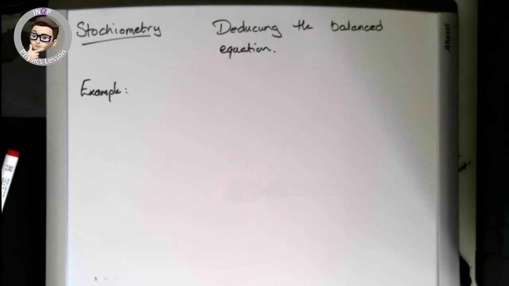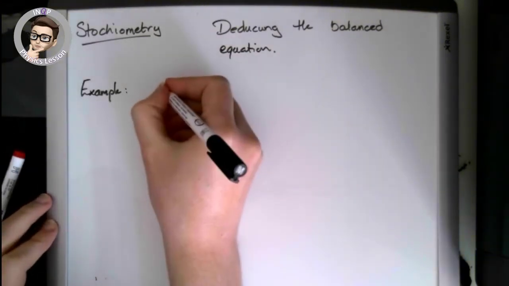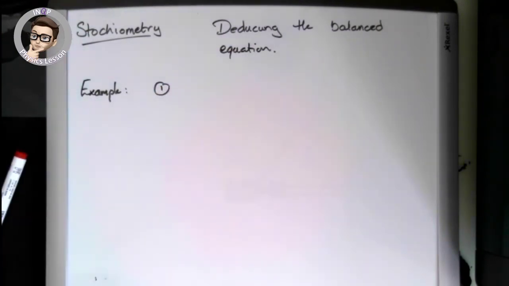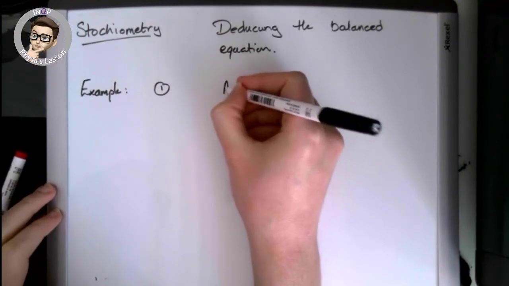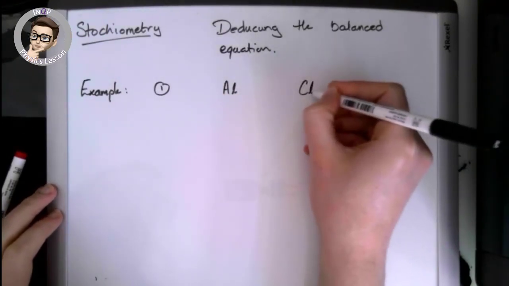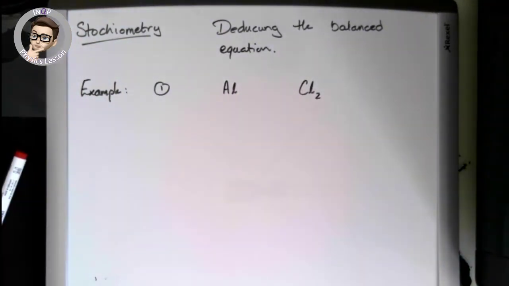So it's a five-step process, just like we've been doing with lots of our other calculations in this topic. Five steps to follow to do it. So first step is write down the two chemicals, the two reactants that are going to react together to produce your product. In this case, I've got Al and I've got Cl2, because that was what was in the question.